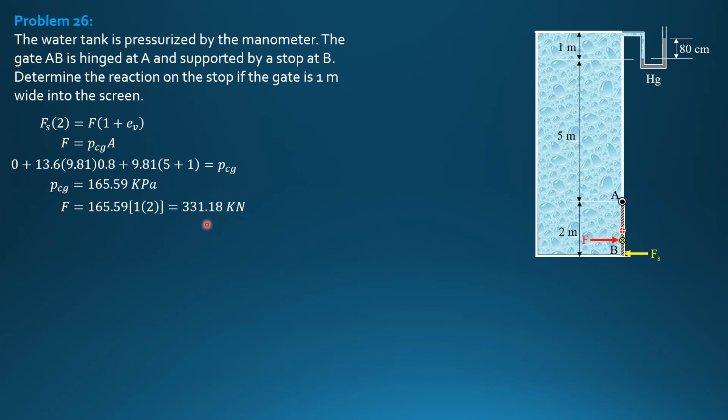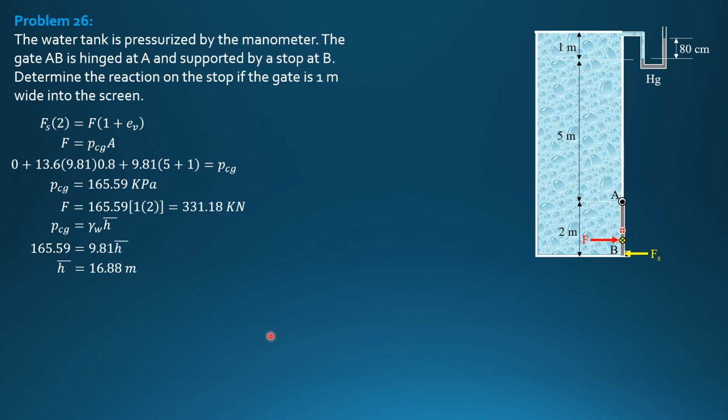Then e sub V. But before that, we use the formula: pressure at the centroid equals specific weight of the liquid in contact with the gate, which is water, times bar h. So pressure at centroid equals gamma water times bar h. 165.59 equals 9.81 times bar h. So bar h is 16.88 meters. So it cannot be seen in the figure. It is above, imaginary.